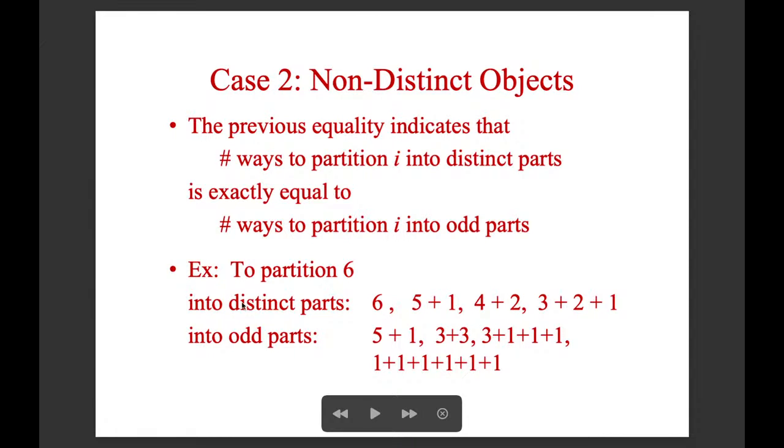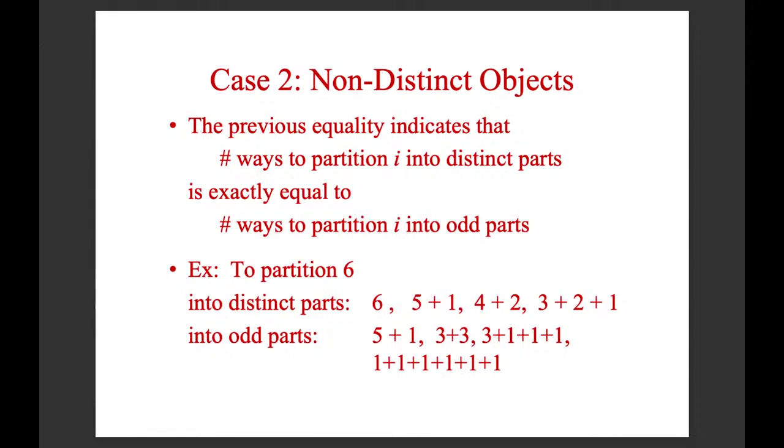The first one is we must partition 6 into distinct parts so that each part cannot appear again. So 6 is one way, 5 plus 1 is one way, 4 plus 2 is one way, 3, 2, 1 is one way. And any other way, for instance, 3 plus 3, should not be considered because in 3 plus 3, we have 3 appearing 2 times. It is not considered. So we will find that there are exactly 1, 2, 3, 4 different ways to partition 6 into distinct parts.